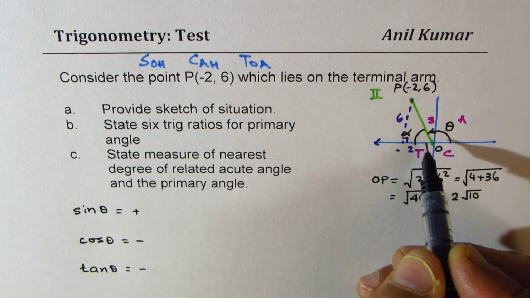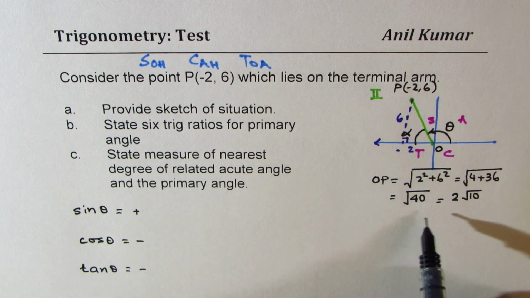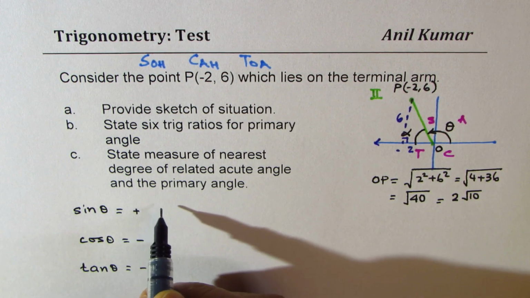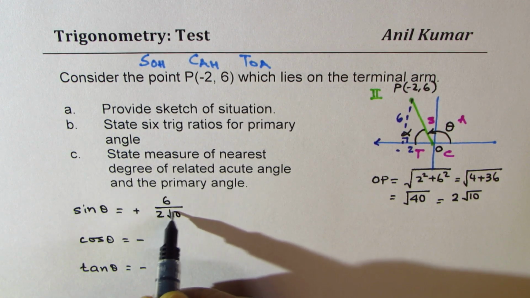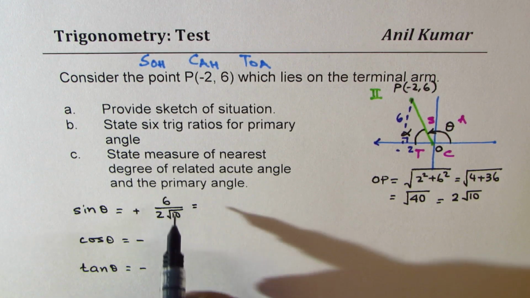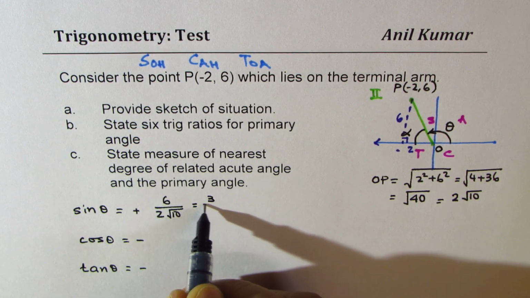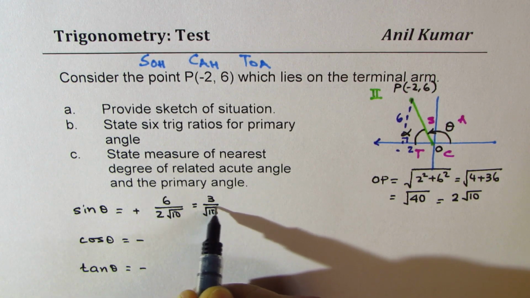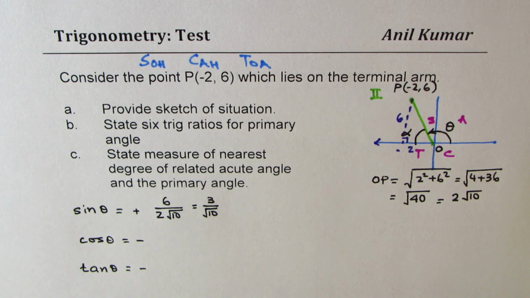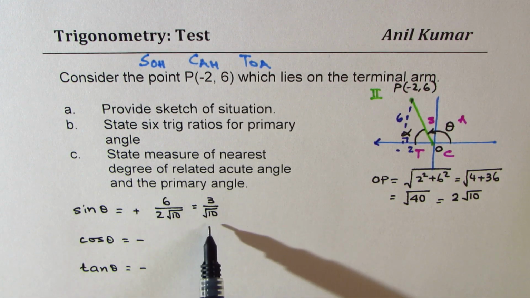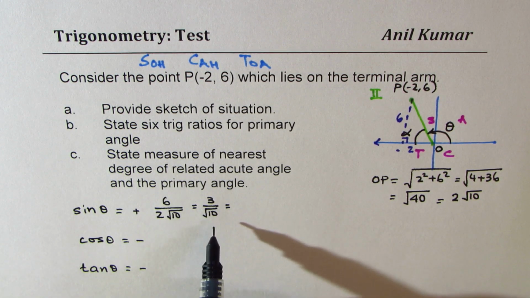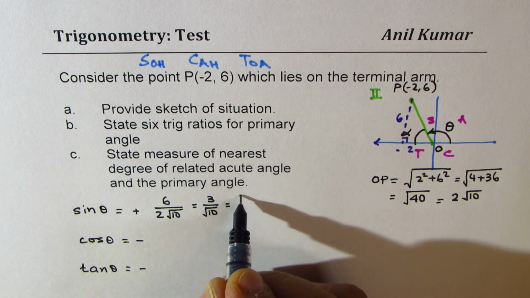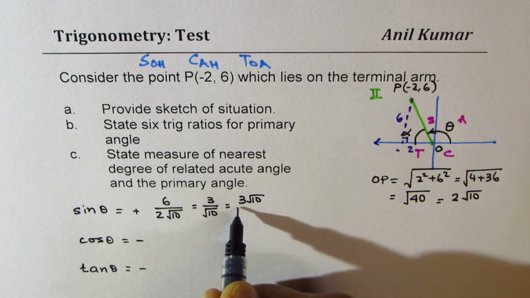So if you look from this angle, opposite is 6 and hypotenuse is 2 square root 10. So we could write this as 6 over 2 square root 10, which could be written as 3 over square root 10. Now normally we need to rationalize this since we don't want to write square root 10 in the denominator. So sometimes it is preferred to rationalize. So we could write this as 3 square root 10 over 10.